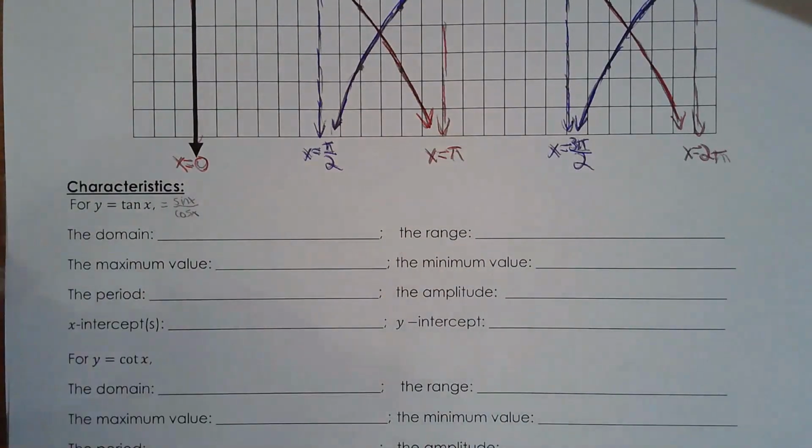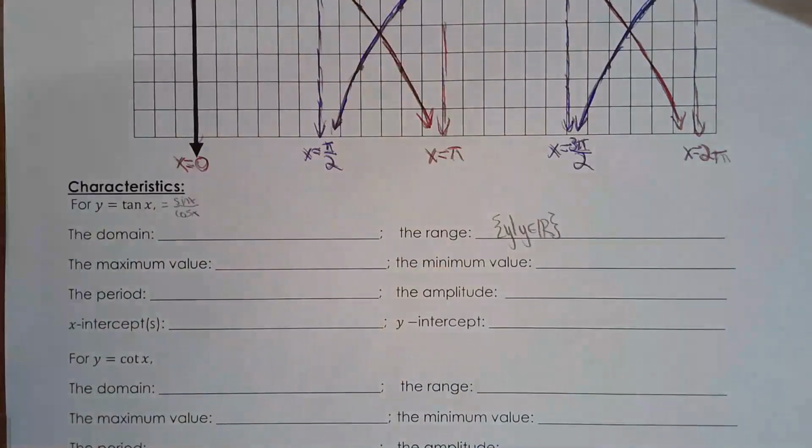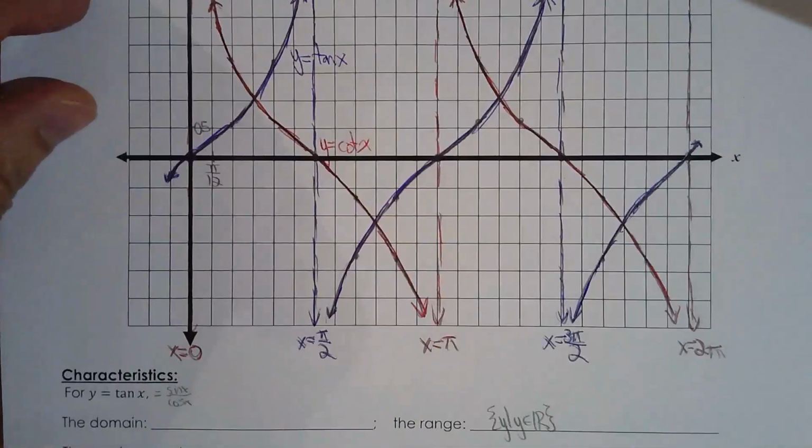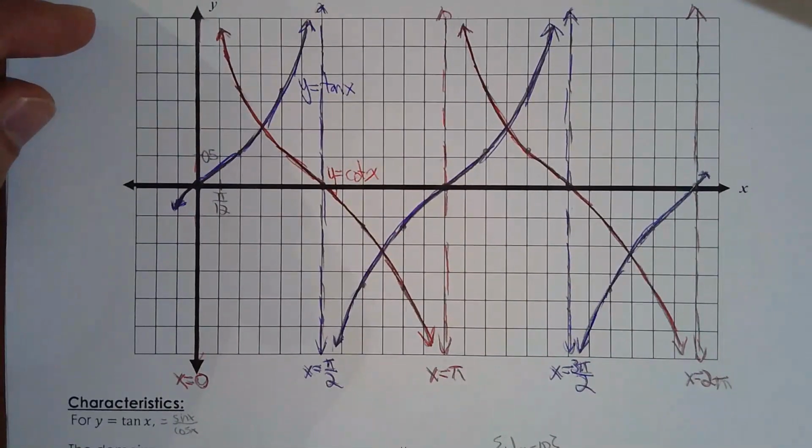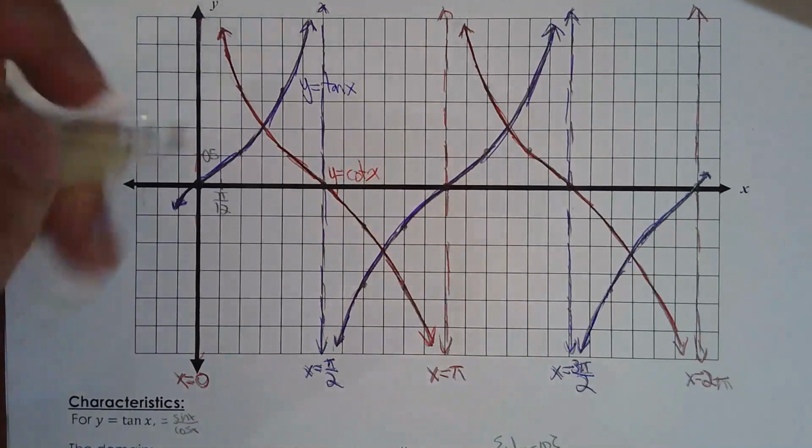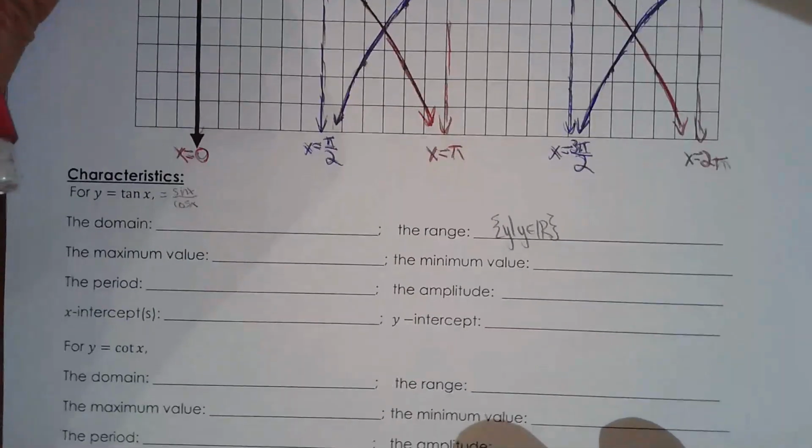Let's do the easy ones and then we'll talk about the hard ones. The range for the tan function, all real numbers. Okay, that could be very apparent when you look at the graph. Okay, the tan function has a domain of all real numbers.